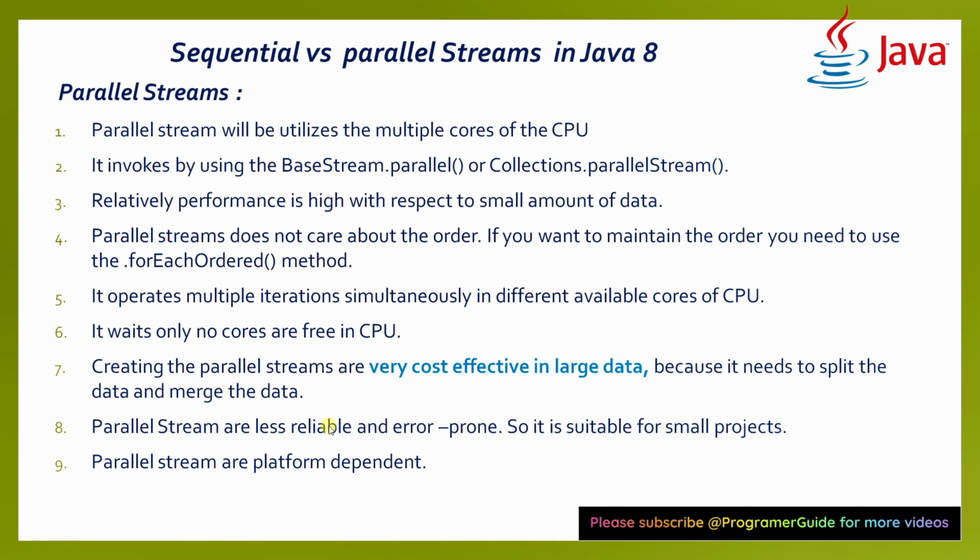Parallel streams are less reliable or error prone, so parallel streams are suitable only for small projects. Parallel streams are also platform dependent. Suppose the order of data is executed without calling the forEachOrdered method; then the order is going to change from one operating system to another operating system.